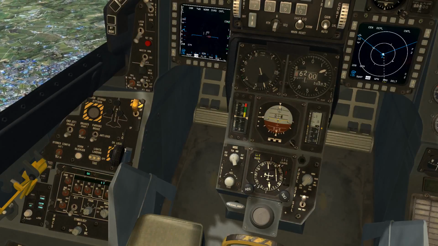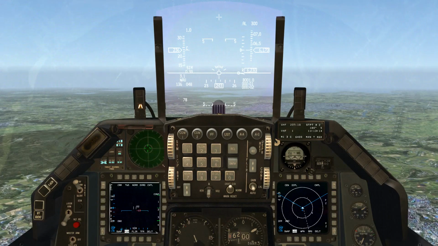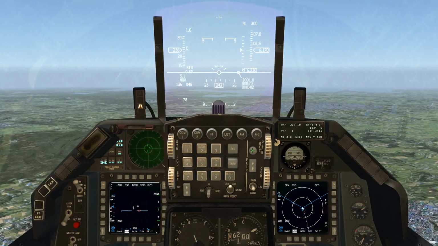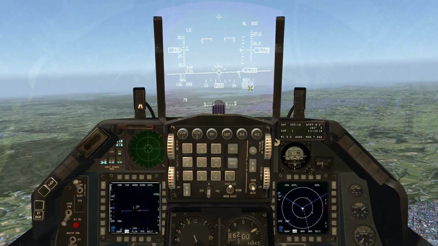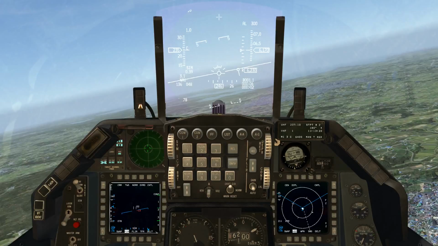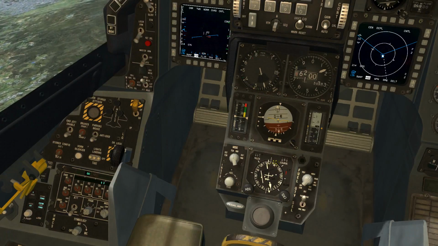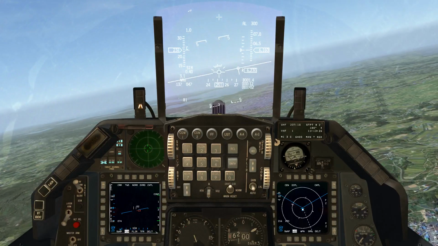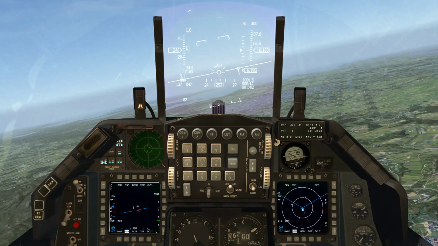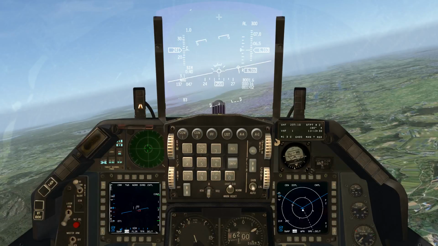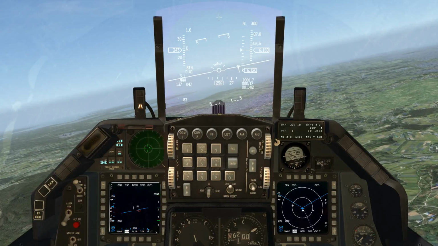Alright, so this number's never going to be less than 1. I'm going to go back up top here, and when this number starts getting bigger, I'm going to start my turn. I'm doing 244, so I'm going to turn to about 270. Yeah, about 270 would be good. So I'll go back up here and just kind of hold what I got here. Speed's looking good, looking for 270, and I'll roll wings level.